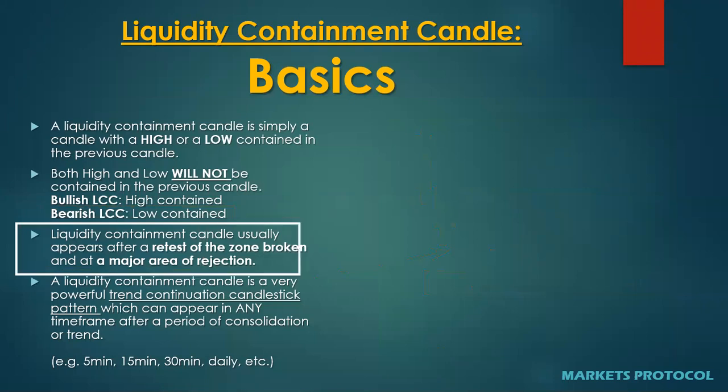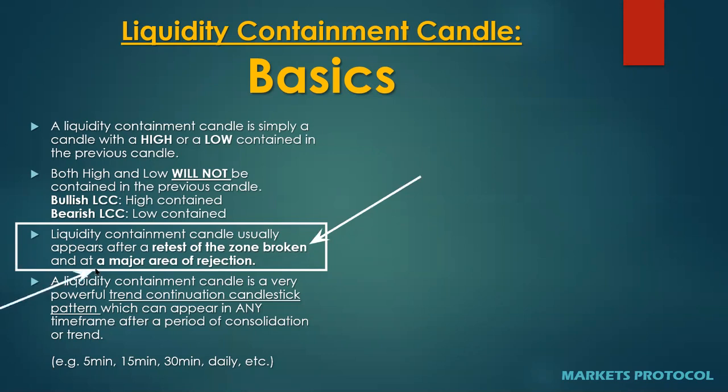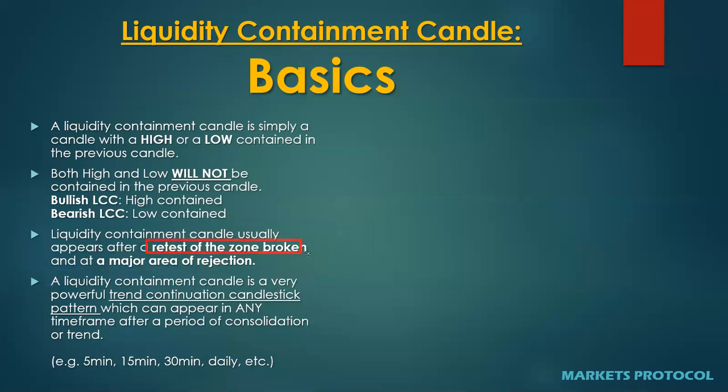Moving on, let's move on to the third point over here. Liquidity containment candle usually appears after a retest of the zone broken and at a major area of rejection. All right, so these are the two possibilities that you could possibly have that will basically lead you to have a liquidity containment candle. Okay, so first is basically retest of a broken zone and a major area of rejection. So make sure you take notes on this. Retest of a broken zone and at a major area of rejection.